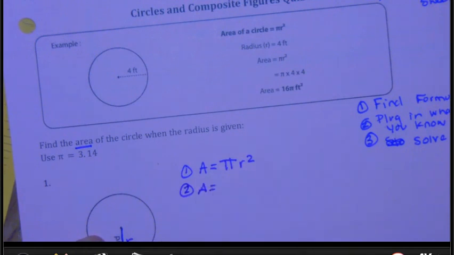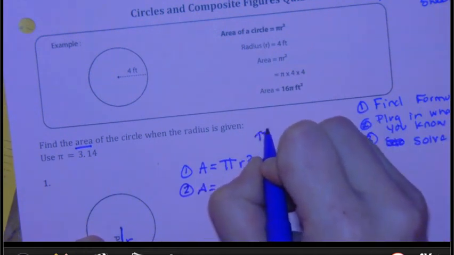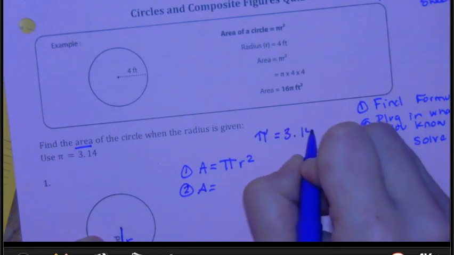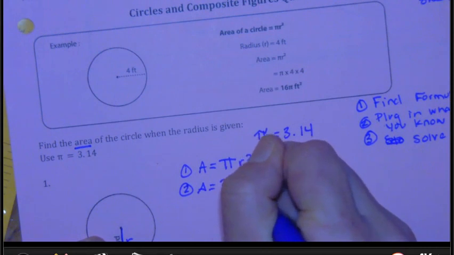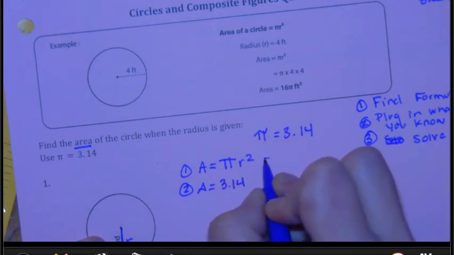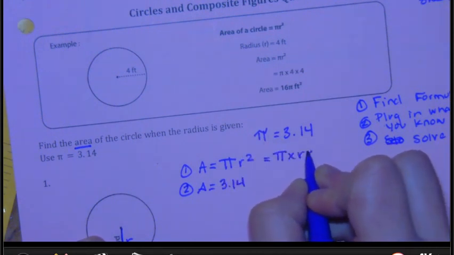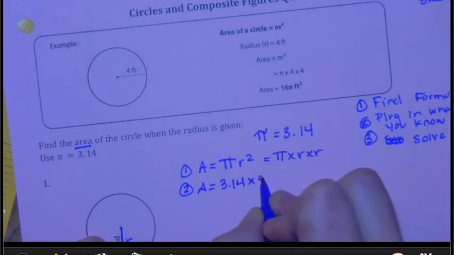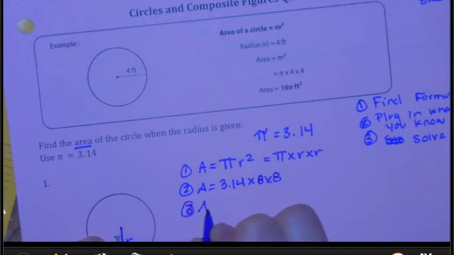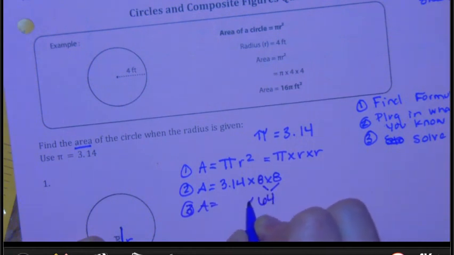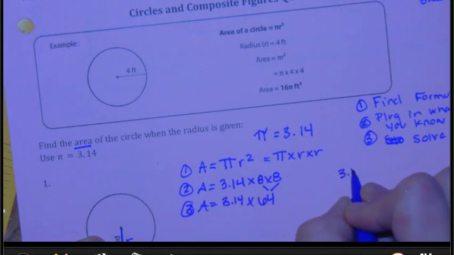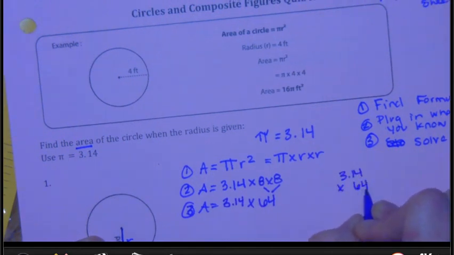So step 2, I'm going to plug in what I know. In 7th grade, pi is equal to 3.14. And I'm going to do r squared, which is really r times r, so times 8 times 8. And then step 3 is to solve. All right, so I'm going to do 8 times 8 first, and that's going to be 64 times 3.14. Let's go over here. 3.14 times 64.